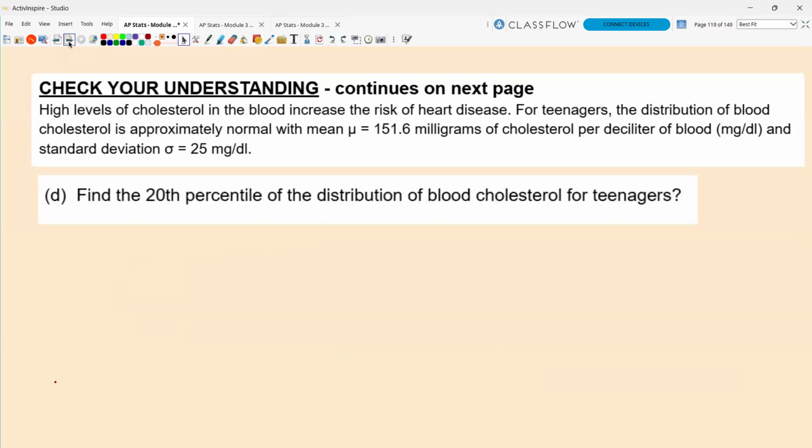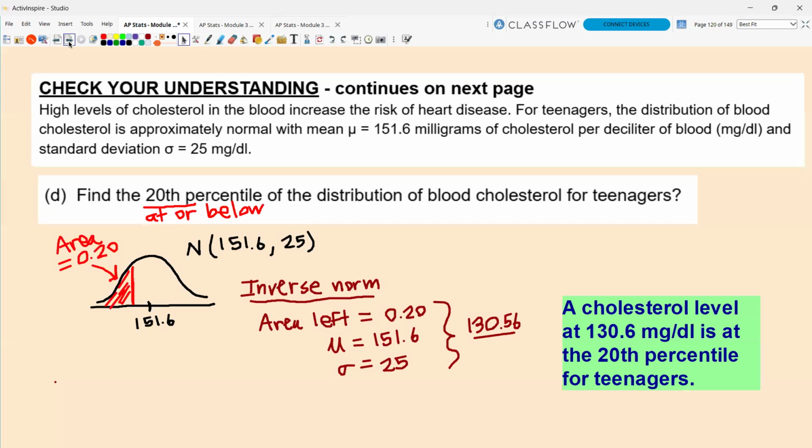Part D, find the 20th percentile of the distribution of blood cholesterol. So in this case here, the percentile is at or below. So we want to use inverse norm. For the area to the left, you'll use 0.20. We don't subtract from 1 in this case because inverse norm by default goes below. And then the interpretation is a cholesterol level of 130.6 milligrams per deciliter is at the 20th percentile for teenagers.